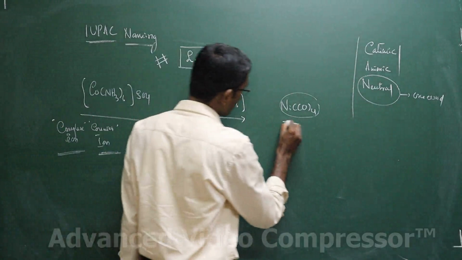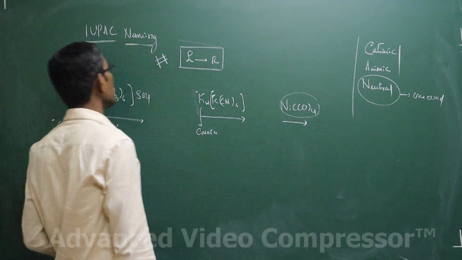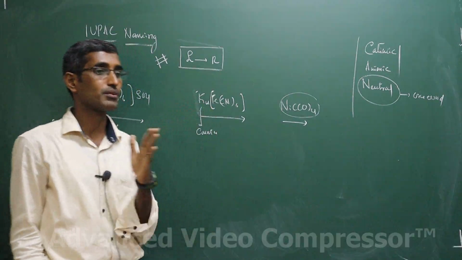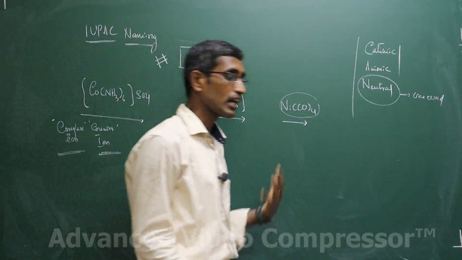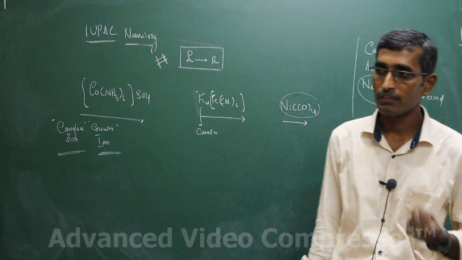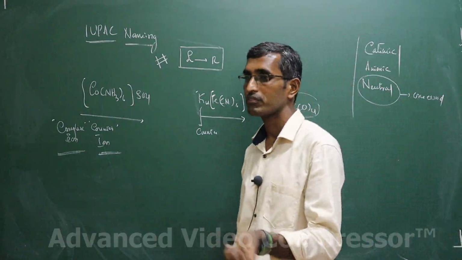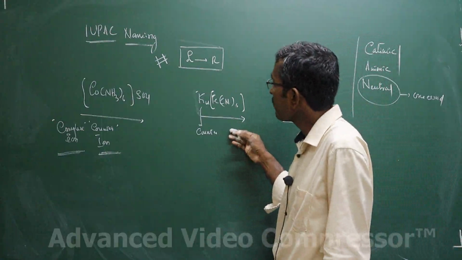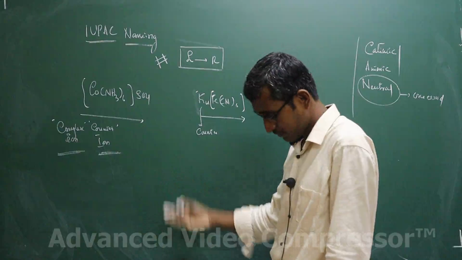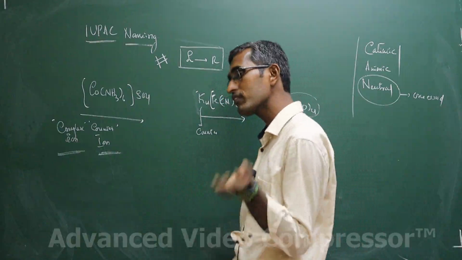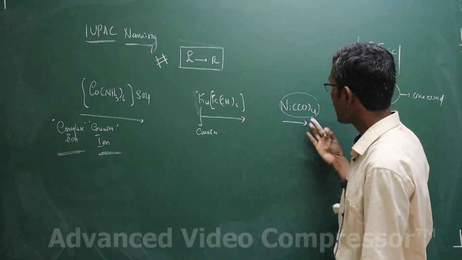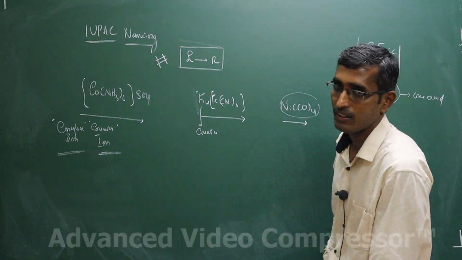So the first rule for you is, whenever you are naming a coordination complex, keep it in mind, you go from left to right. If you encounter the cationic complex, you will encounter the complex ion first. You name the complex ion first, then you name the counter ion. In the case of the anionic complex, you will get the counter ion first. So name the counter ion first, then we will go for naming the complex ion. Such kinds of problems will not appear in this case, right?